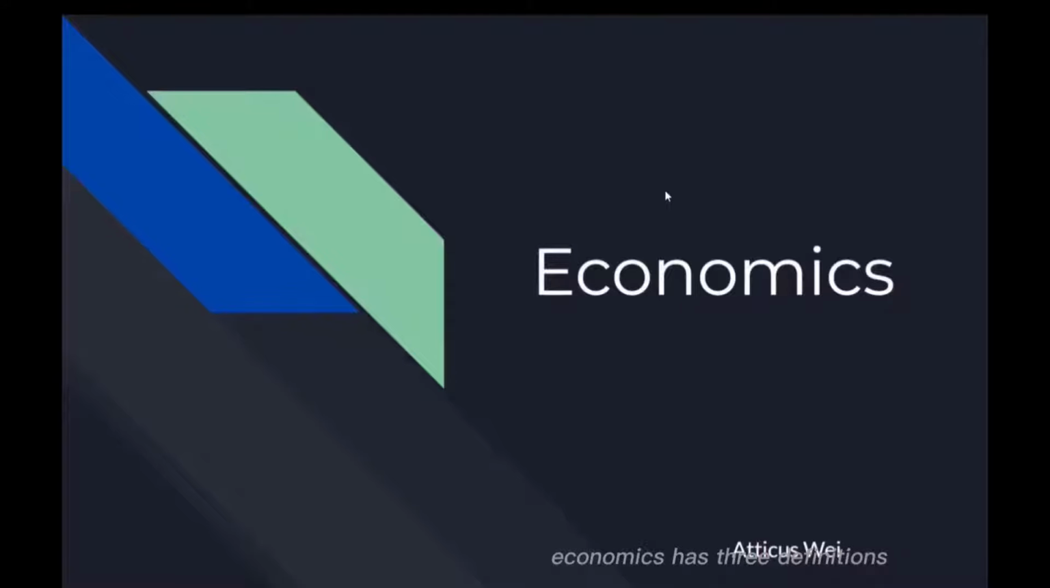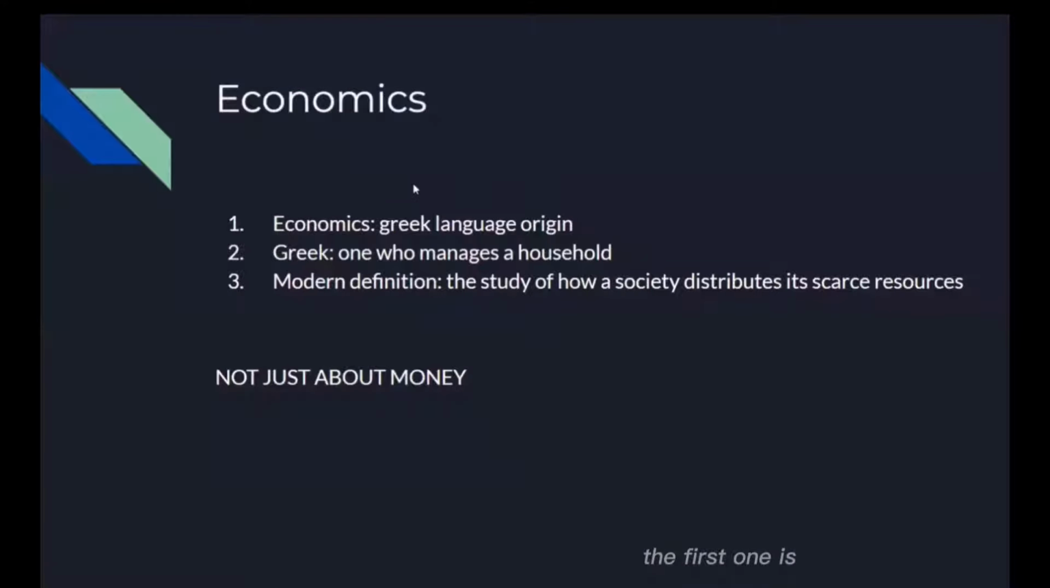Economics has three definitions. The first one is from a Greek language origin. In Greek, it means one who manages a household. And so the modern definition is the study of how a society distributes its scarce resources, whether it's through buying and selling or through sharing.